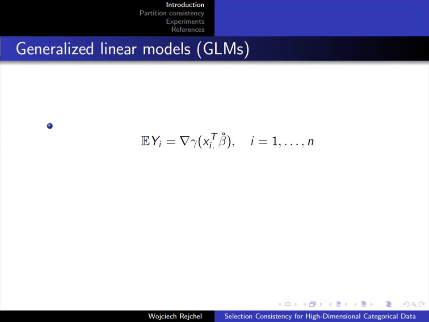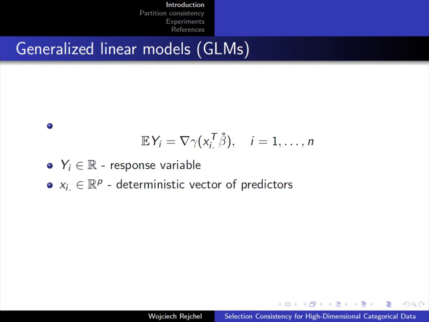Generally speaking, in my talk, I will focus on generalized linear models. I think that all of you are familiar with them. However, maybe I will very quickly show you the notation and then later a few easy examples. So we have some response variables, denoted by yi. We also have vectors of predictors, denoted by xi dot, and we assume that these predictors are deterministic. We have also a true parameter, denoted by beta dot. And there is also a function gamma, which is known.